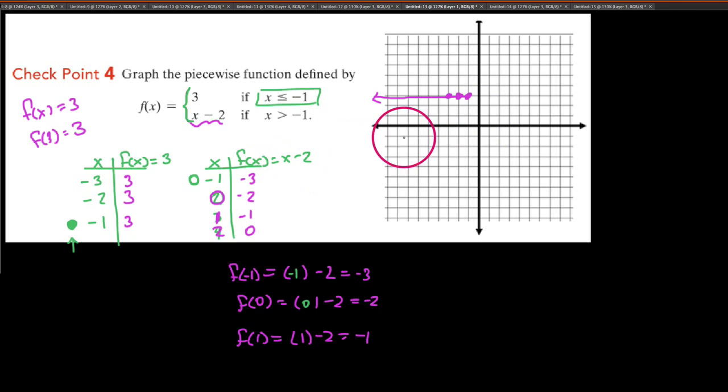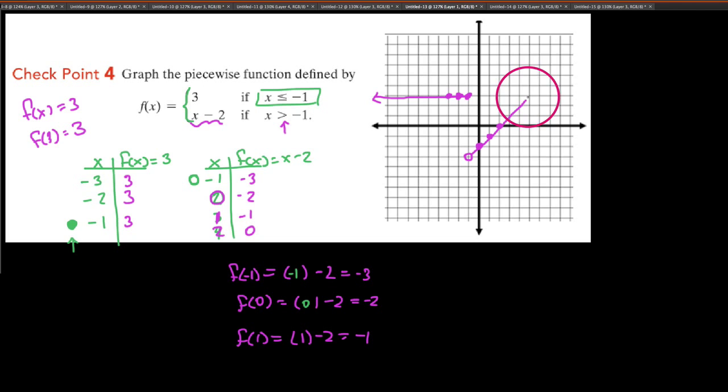We'll start with negative 1 comma negative 3. So negative 1 down 3. The first thing I want to recognize is that this is an open dot. It would be there if we did include it, but we are not including this because of this exclusion here. And then we would say 0 comma negative 2 is on the graph. 1 comma negative 1 is on our graph. And then we'd say 2 comma 0. And it's just going to keep doing this.